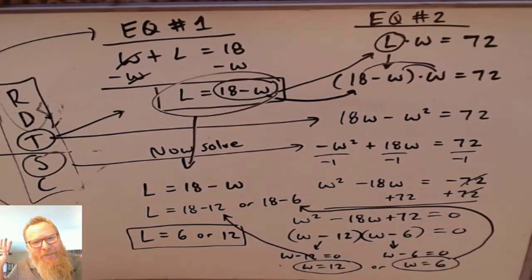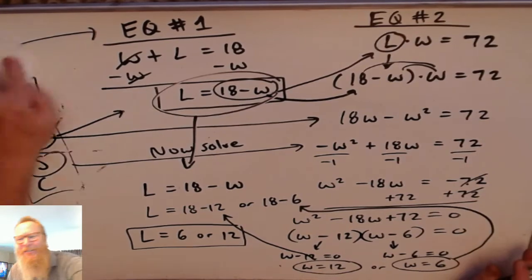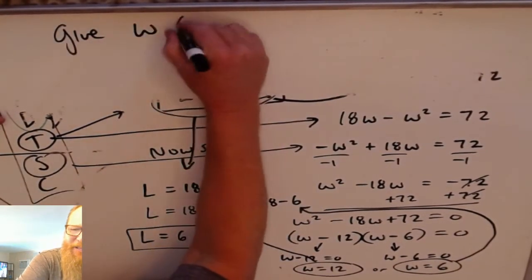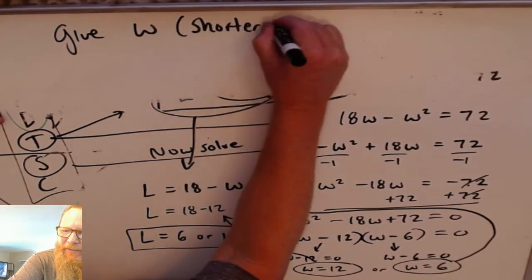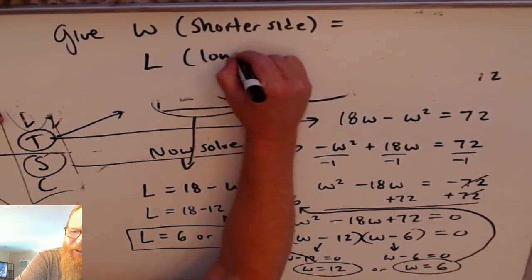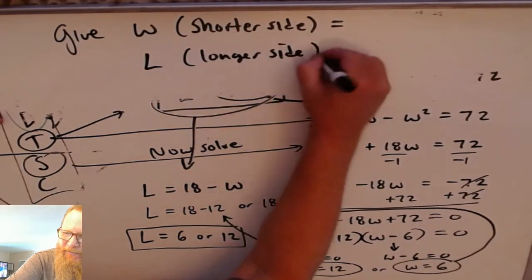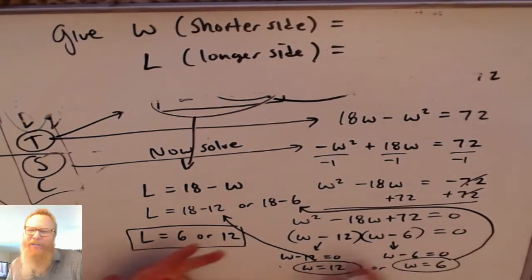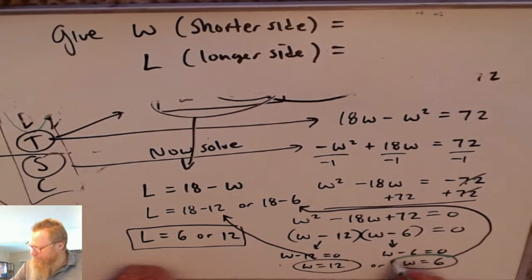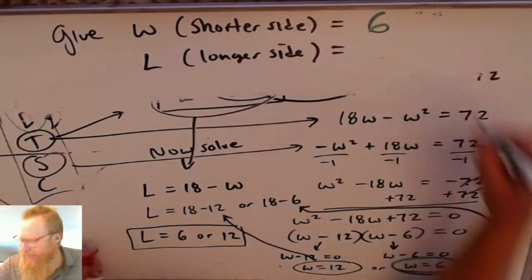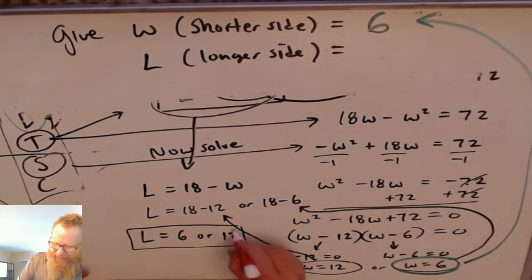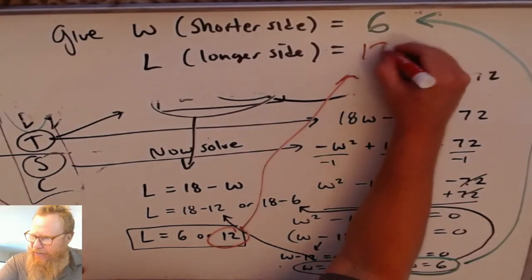And so to make sure that there's only one answer, what I'll do is give the width as the shorter side and give the length as the longer side. Otherwise, you're going to end up with all these different possible answers. So we're going to take the width to be the shorter side, 6, and the length to be the longer side, 12.